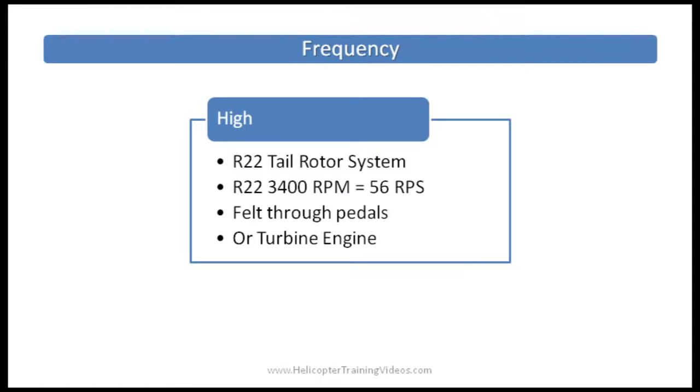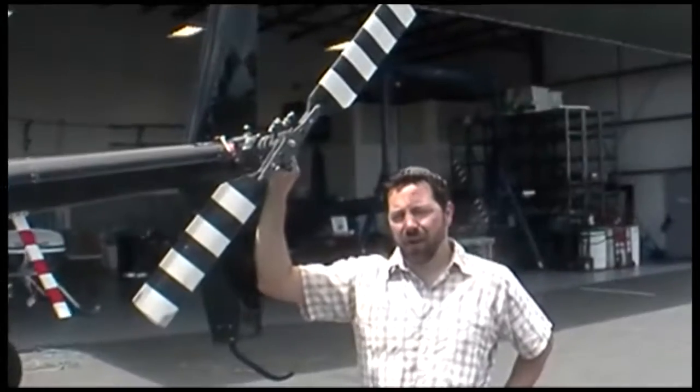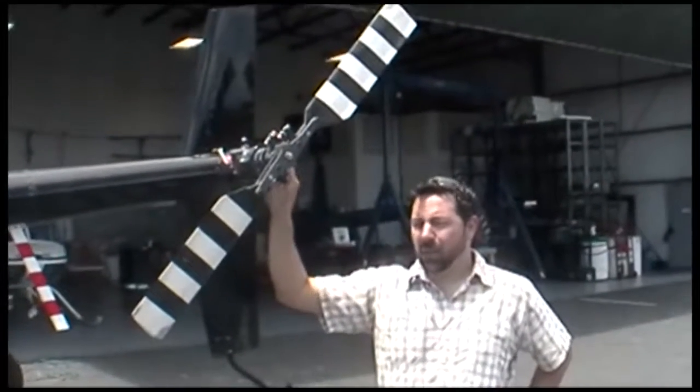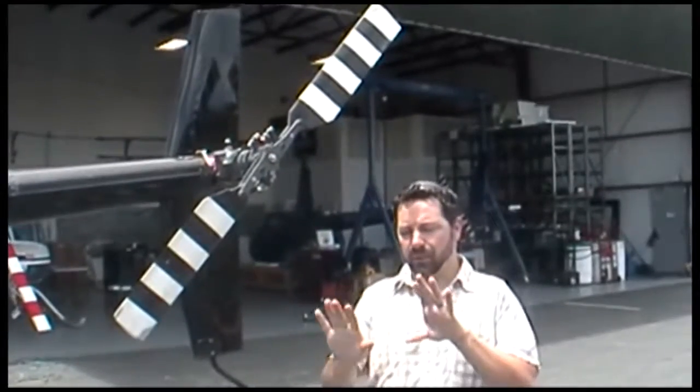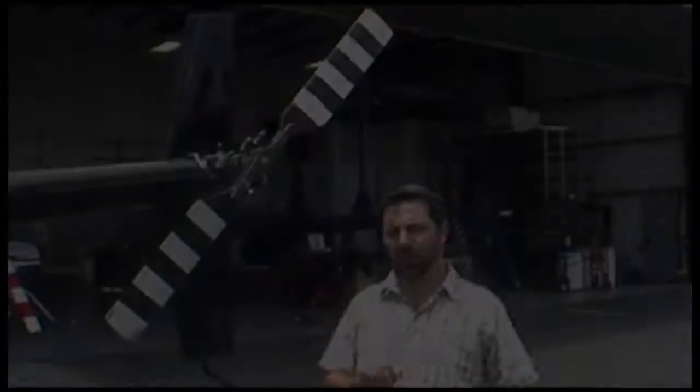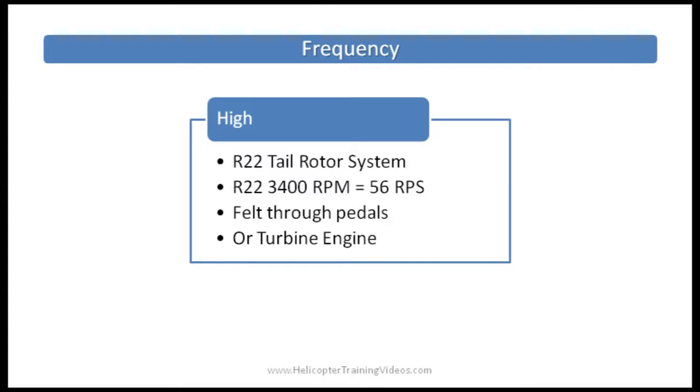High frequency vibrations. In the R-22, high frequency vibrations would be associated with the tail rotor system, and they would be felt through the pedals perhaps. The R-22's tail rotor is rotating at about 3,400 RPM, which is about 56 revolutions per second. And then, very much like we just said, if you're in a turbine aircraft, or if you're being asked this question in an FAA written test, then when it asks about high frequency, we would be talking about the engine, because the turbine engines run so much faster.